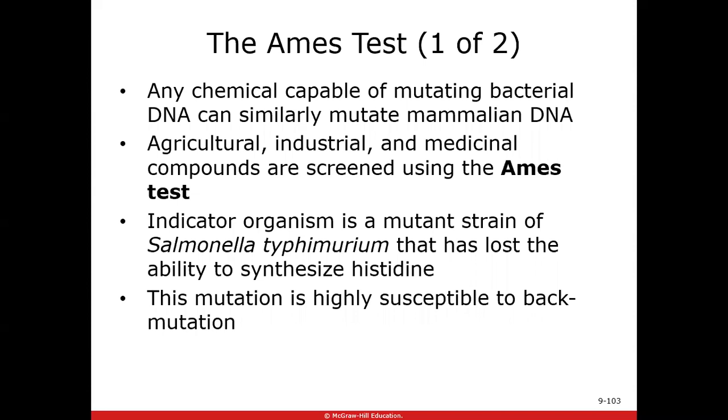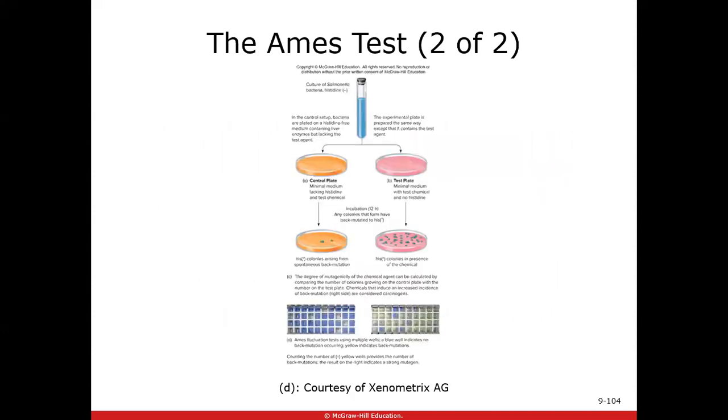This mutation is highly susceptible to back mutation, which means it can go back to being an infectious type. And with the Ames test, you have a control plate and a test plate, and you just see, when you expose one of them to mutagen, how it affects the sample.